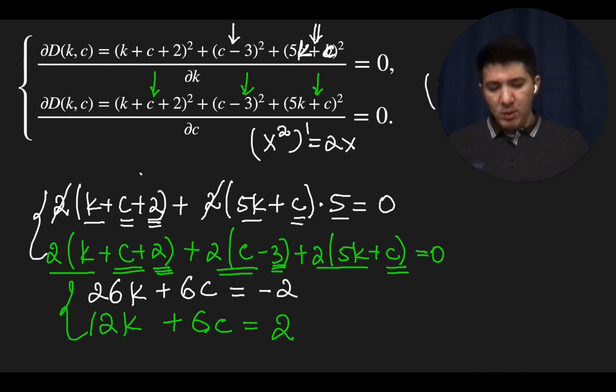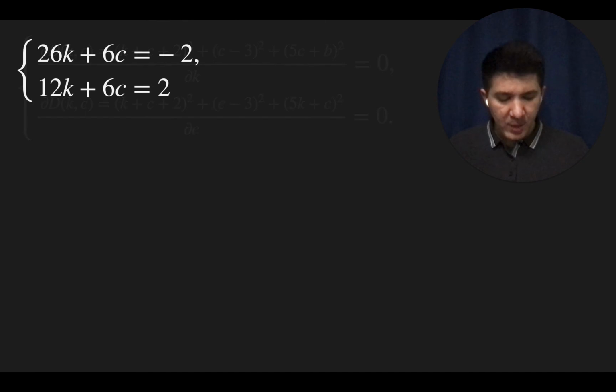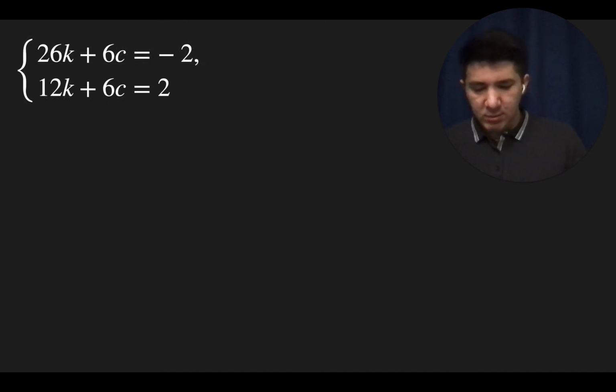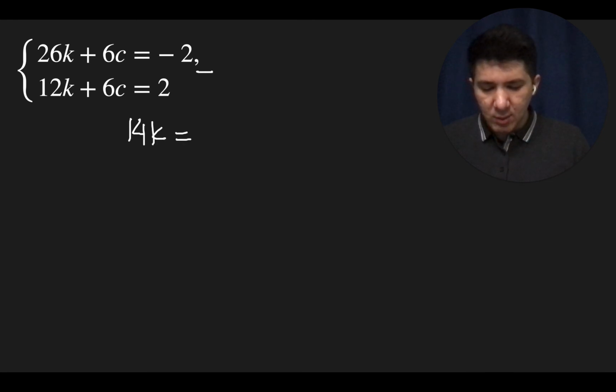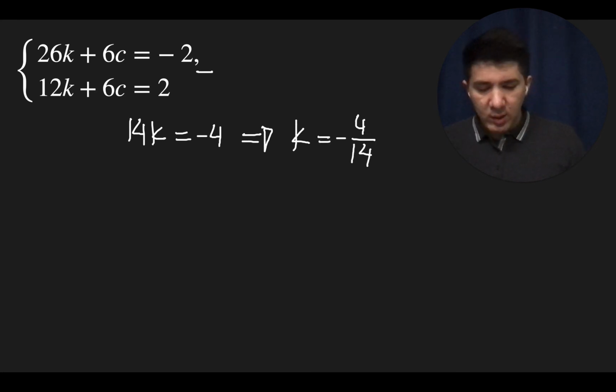Okay? So we take the partial derivatives of the functional with respect to the first variable and the second variable. We equalize this to 0, and we obtain the system of linear equations. And this is what we are going to solve now. In order to solve this, you see, there are 6c in the first equation and 6c in the second equation. We can just subtract them in order to get rid of the 6c. It's going to be 14k is equal to minus 4. So it is clear that k is equal to minus 4 over 14, or k should be equal to minus 2 over 7.